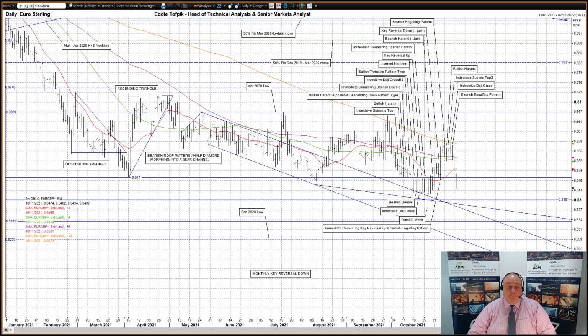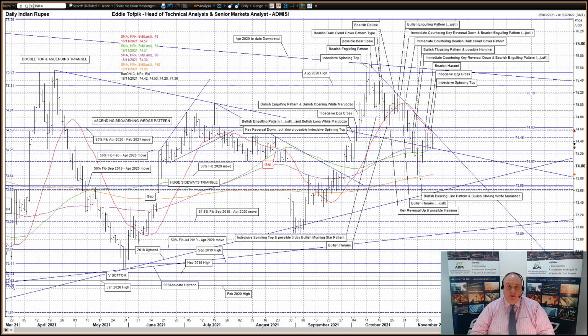Now so far today, the market's punched down through the support from the April low at 84.70 and is moving down towards that next support area, 84.30 down to 84.20 area.